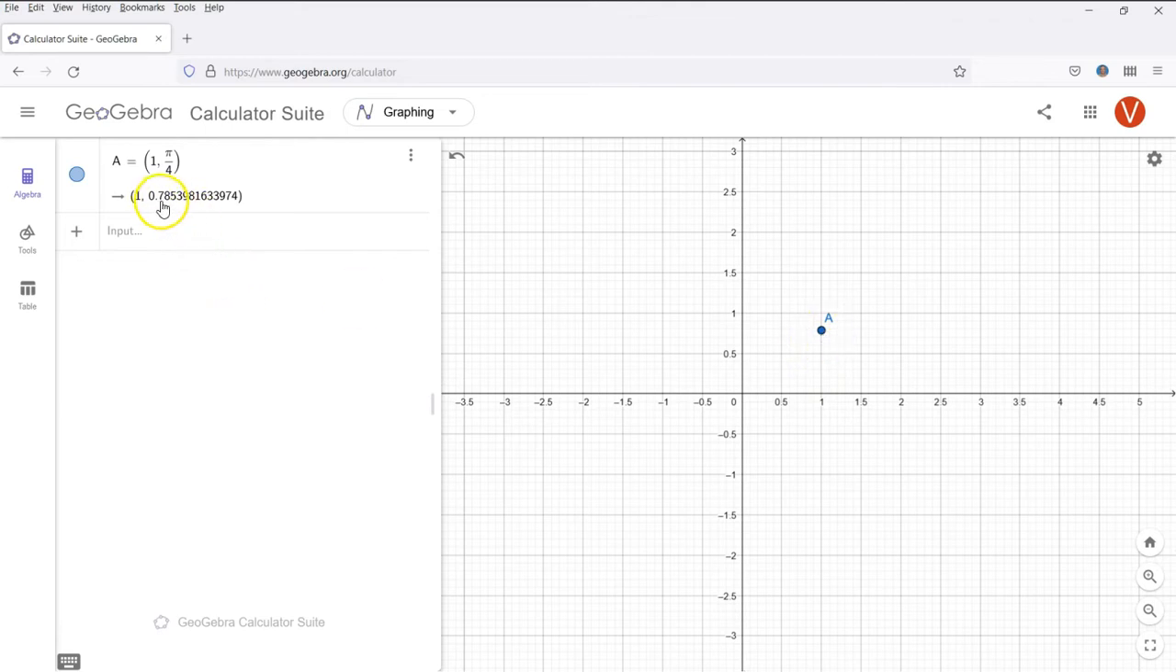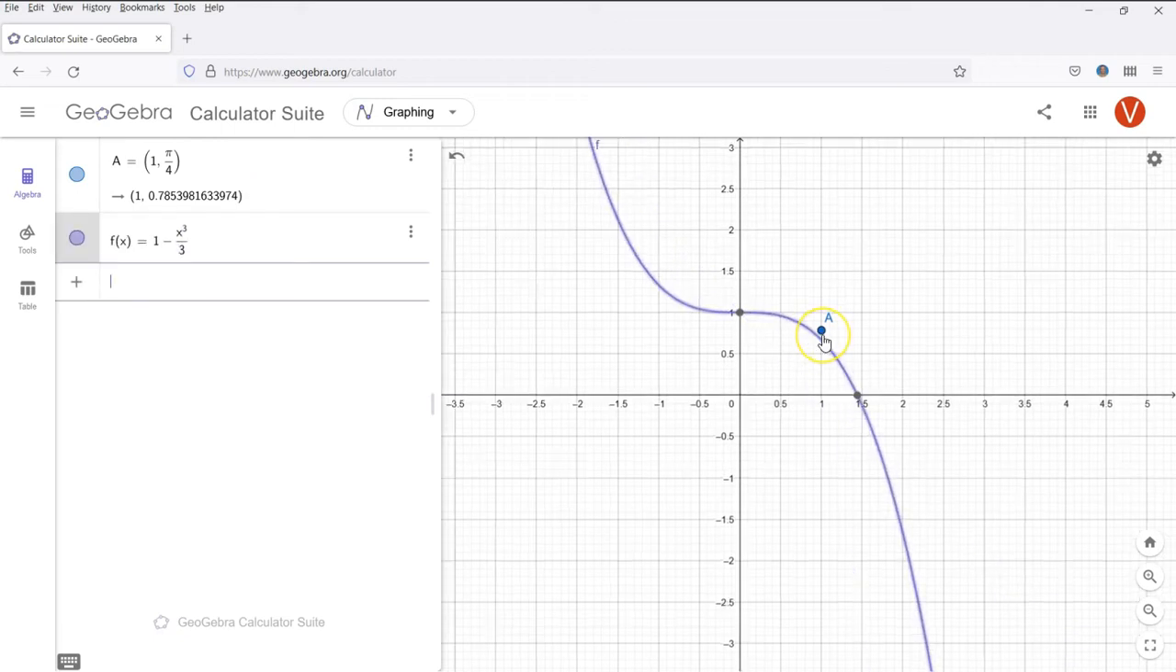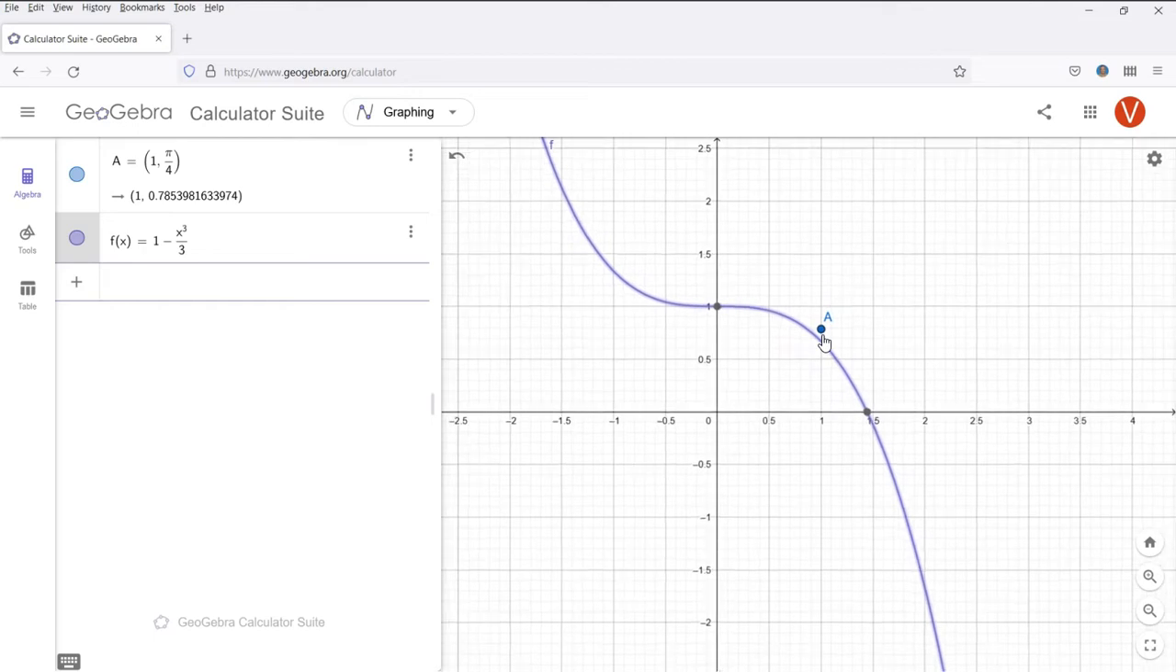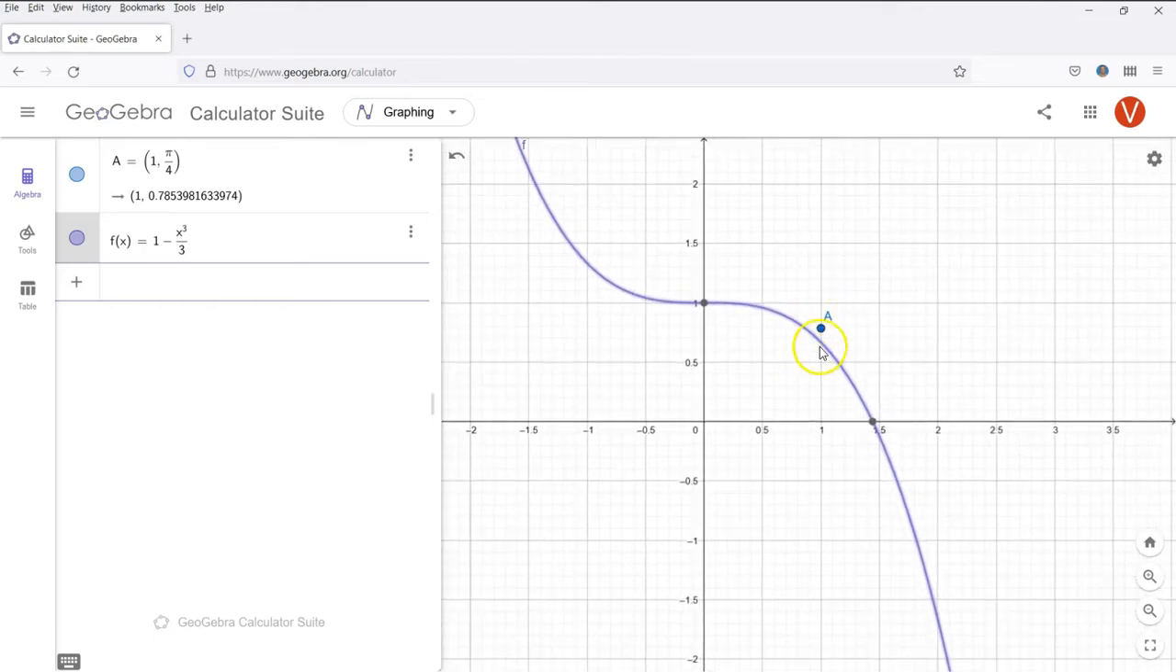And this point is 0.785398163397 and on it goes. So let's see how we can do that. Remember the Gregory series? We have 1 minus x cube by 3. Now, how do I figure out the distance?